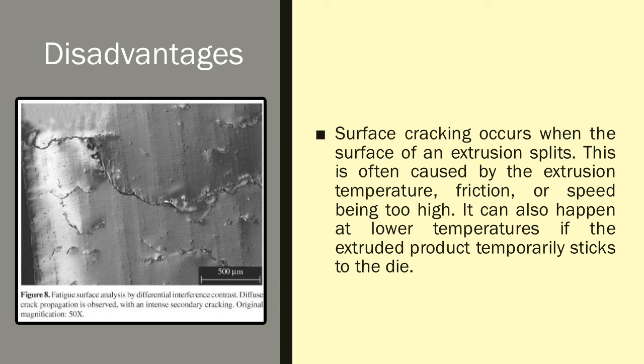Surface cracking occurs when the surface of an extrusion splits. This is often caused by the extrusion temperature, friction, or speed being too high. It can also happen at lower temperature if the extruded product temporarily sticks to the die.